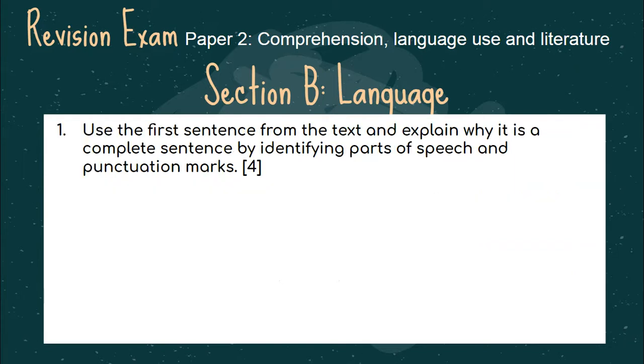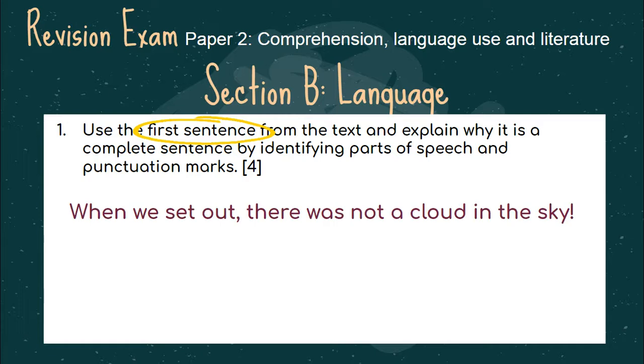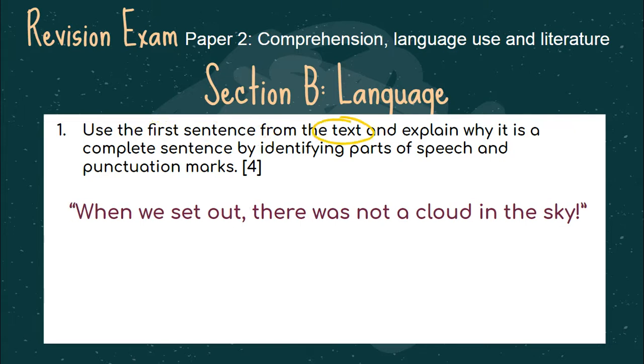All right, so let's start with number 1. They want you to use the first sentence from the text and explain why it's a complete sentence by identifying parts of speech and punctuation marks. So the very first sentence was that very first sentence of paragraph 1 where it says, when we set out, there was not a cloud in the sky. So that's part of the question. They want you to, first of all, find it and then explain why it is a complete sentence.